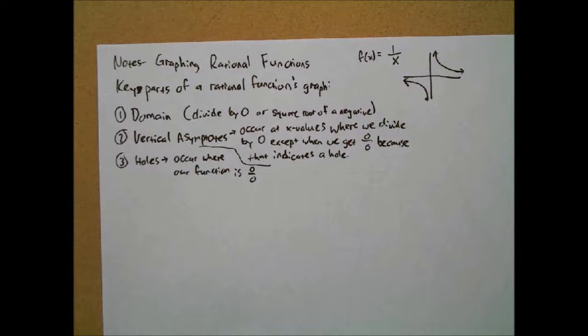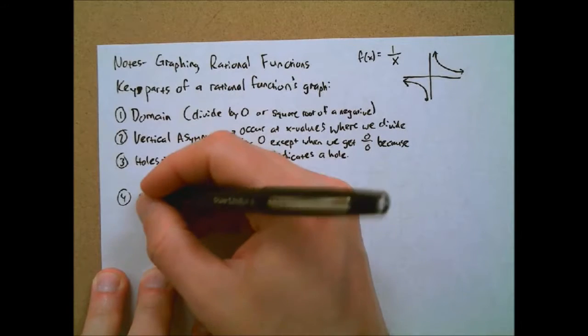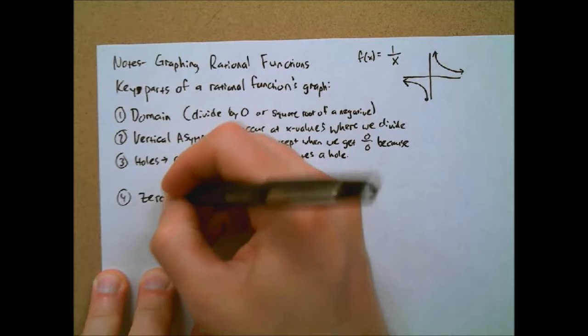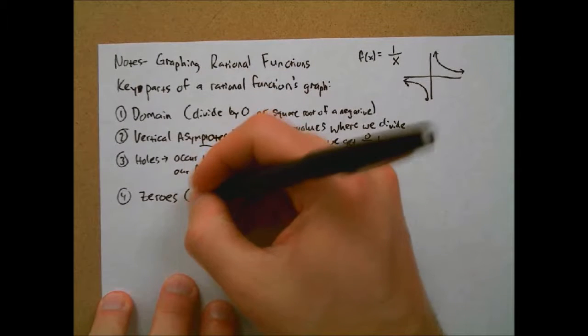And again, we'll see some examples of this. We'll go into that more when we get there. Cross that bridge when we get there. All right, other things we should be able to identify: zeros, or x-intercepts, if you like.